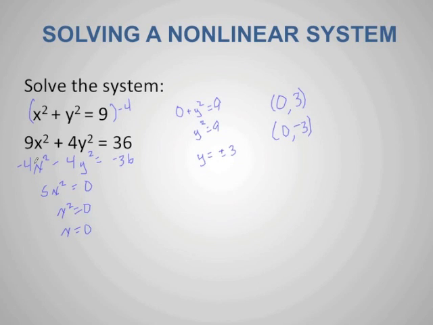We know it works in the top equation. This would be 0 plus 4 times 9 equals 36. So both pairs actually do check.